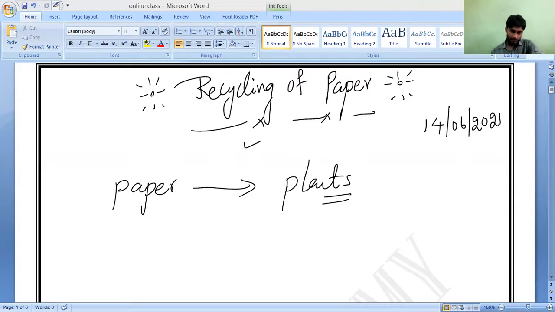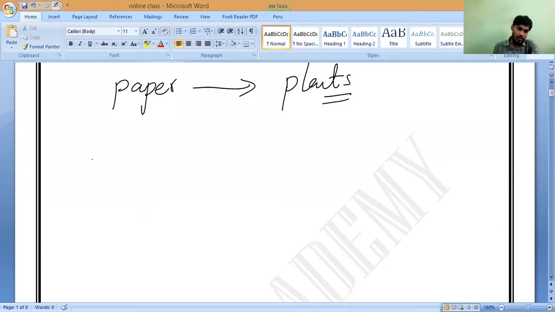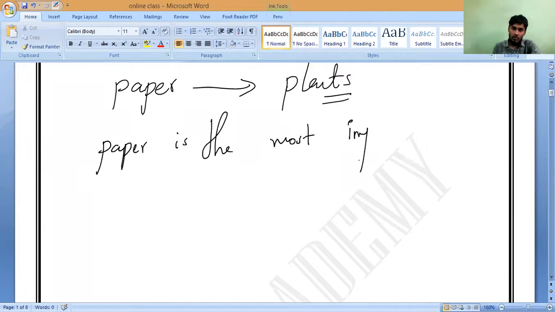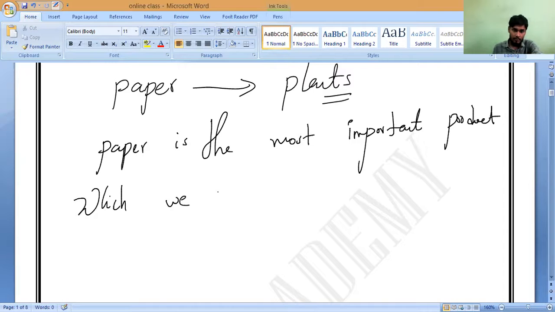Which we get from where? Forest. Paper is the most important product which we used to get from the forest. Do you understand it, Chaitanya? So now, let us discuss.